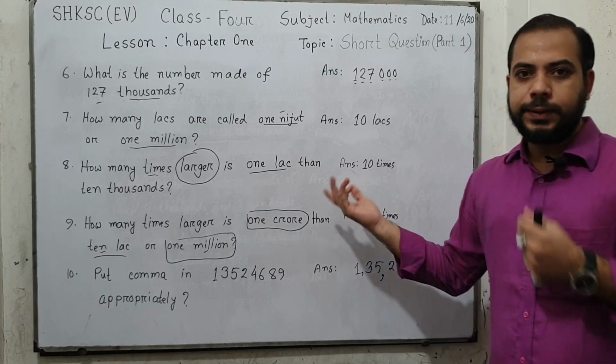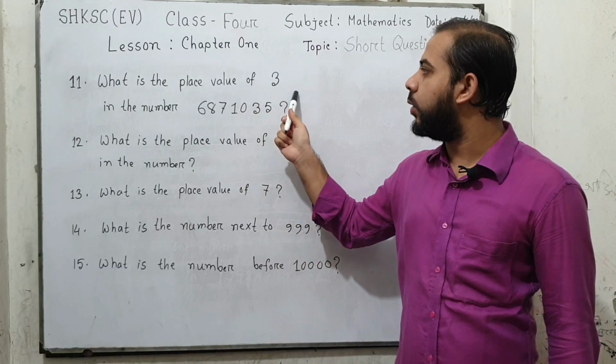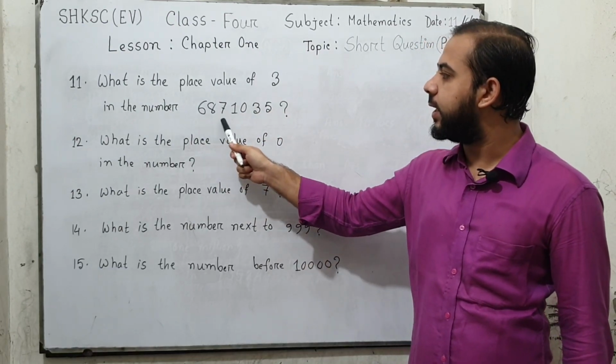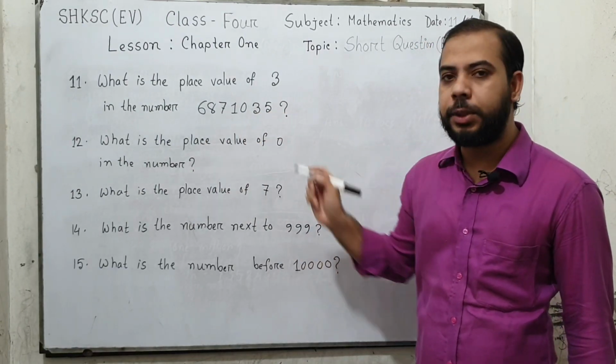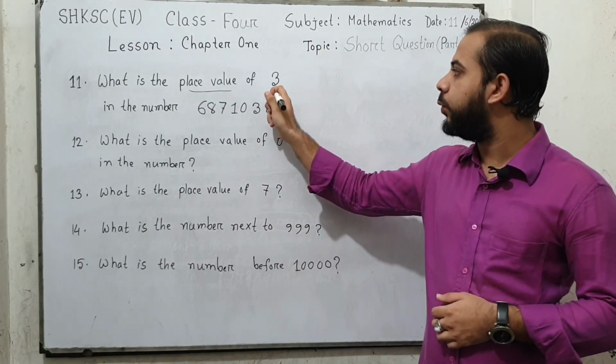Now let's move on to some more questions. Our next question is, what is the place value of 3 in the number 6871035? This is a big number. What is the place value? We have to find the place value of 3 in this number.